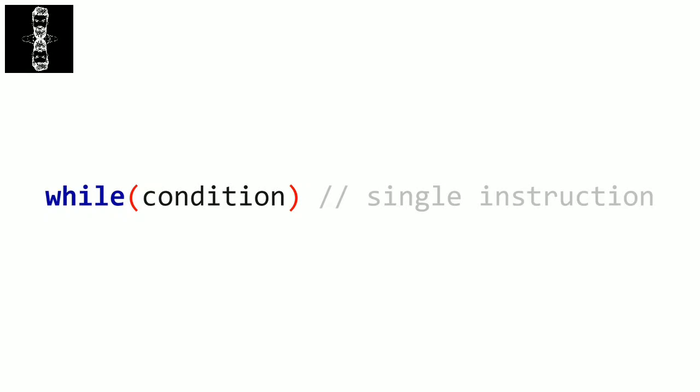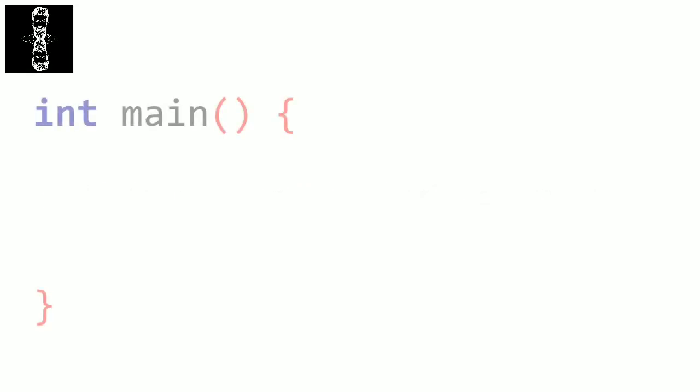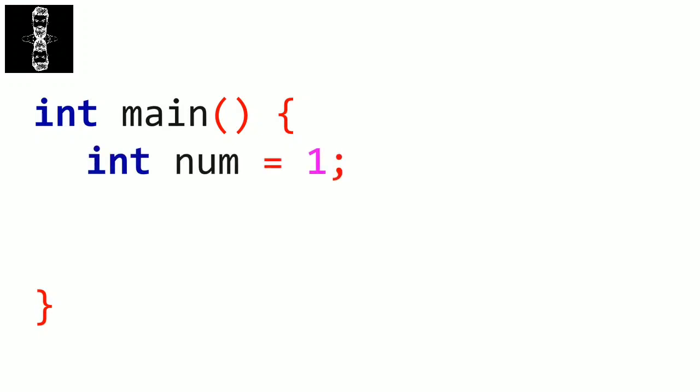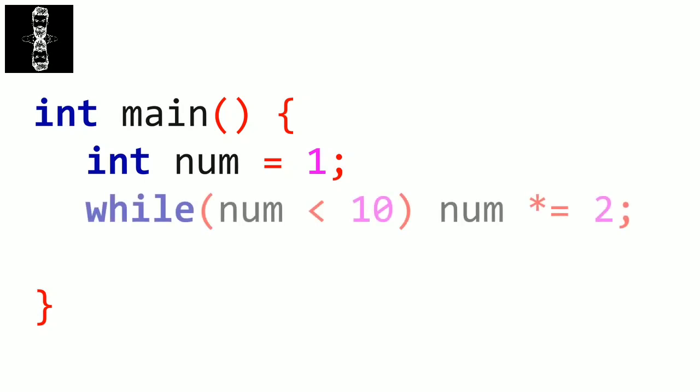Let's now take our example and implement it in code. First we have the variable num initialized to 1, and the condition was num is smaller than 10. Here it is.